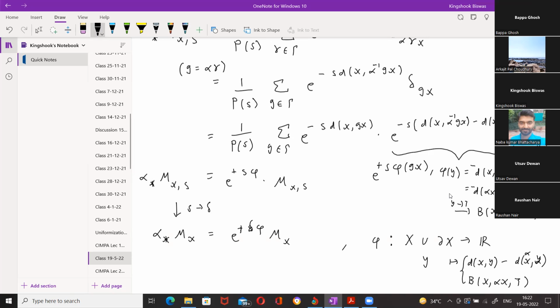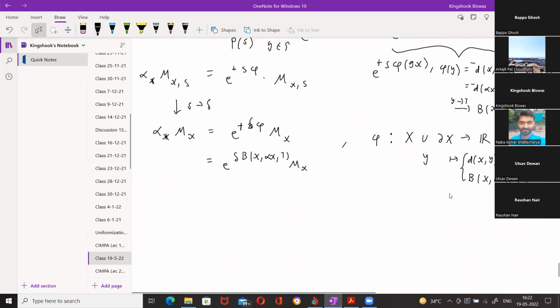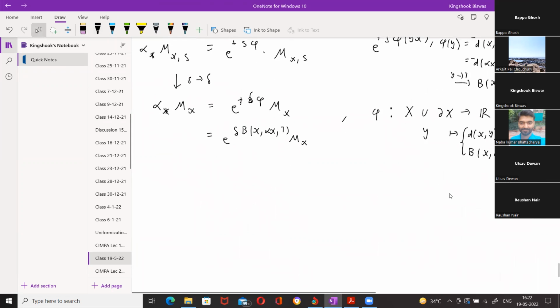Yes. Right. So that's it. So we get what we wanted, right? In this, mu x is supported on the boundary. So on the boundary, this is equal to e to the delta b x alpha x xi mu x, right? And so that proves that mu x is conformal. Is this clear? Okay.